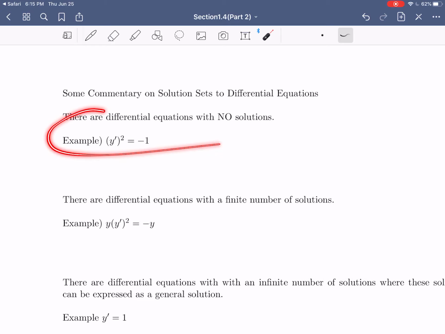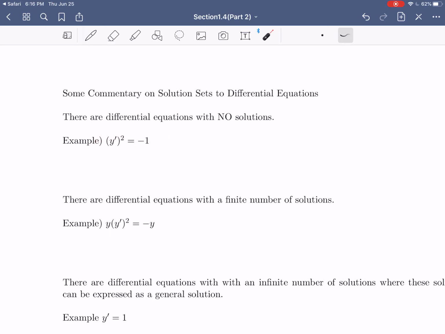So first, there are differential equations out there with no solutions. Definitely happens. We're focusing in the class on solving differential equations, so we focus on the ones that have solutions. But just like algebraic equations that don't have solutions, differential equations don't have to have solutions. Here's an example. It's sort of dumb. It says y prime squared is negative 1. Well, as we know, if we're working over the real numbers, it's impossible to square a number, let alone a function, and get a negative number. So we know that there would be no solutions for this.